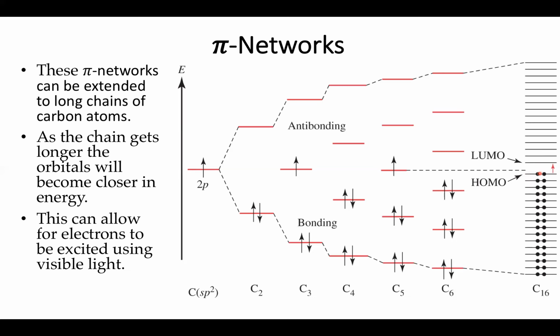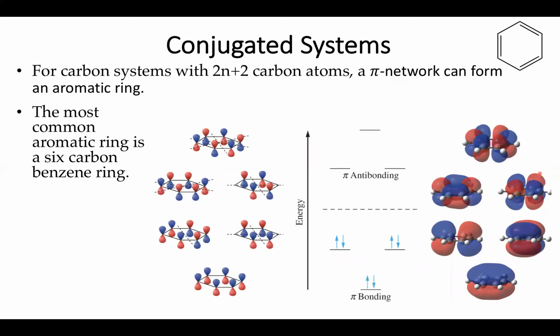Also, one of the other very cool things about pi networks is they're often very good at stabilizing molecular species, especially if you can take these pi networks and, instead of making them a long chain, wrap them around in a circle. So if you have a carbon system with 2n+2 carbon atoms, one of the things you can do is make a pi network into a cyclic compound. The most common of this is going to be a 6-membered ring, which is called benzene.